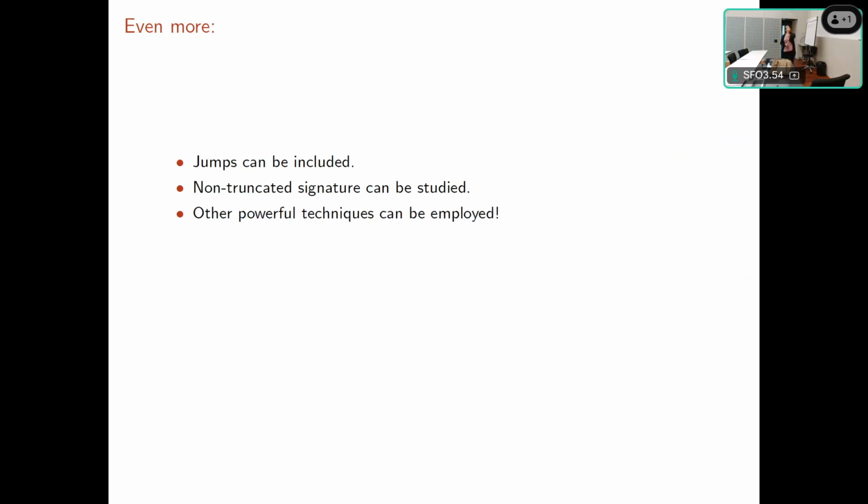So even more, and this I think is my last slide, you can include jumps. You can say, okay, but now we are always working with truncated signatures. But maybe it's nice to also consider the whole signature. Like, for example, when you work with the Taylor basis, you can work with polynomials, but you can say, why not take the whole series and work with a Fourier basis? So maybe polynomials are not the best way to work with a Taylor basis. Maybe there are other ones that are nicer depending on the applications.